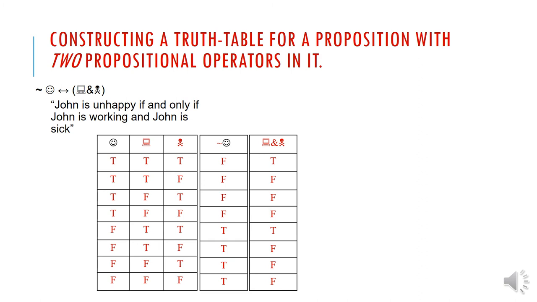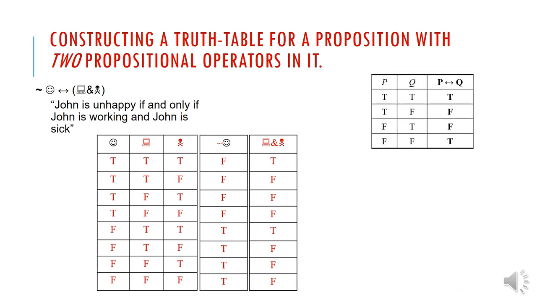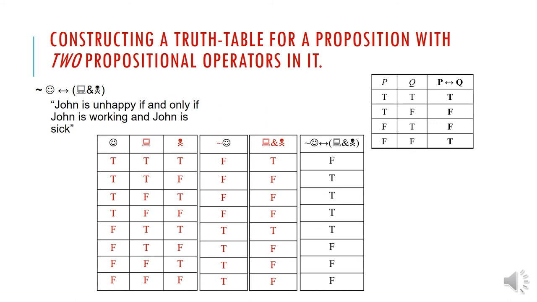Now that we've done the computer screen and the skull and crossbones, we can look at the column for the negation smiley face and the column for the computer screen and skull and crossbones and make a new column with the entire complex proposition. That entire complex proposition includes the biconditional, so we'll use the biconditional key and focus our attention on just those two columns. And remember, when we're looking at the key for a biconditional, we see that a biconditional is true when both parts are the same. So in row 1, they are not the same, so it's false.